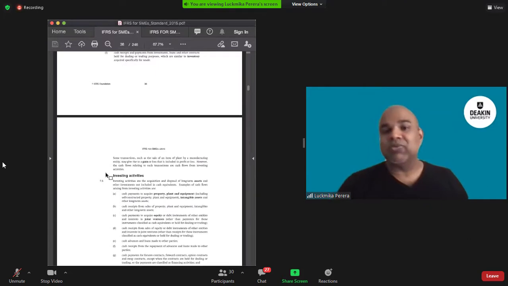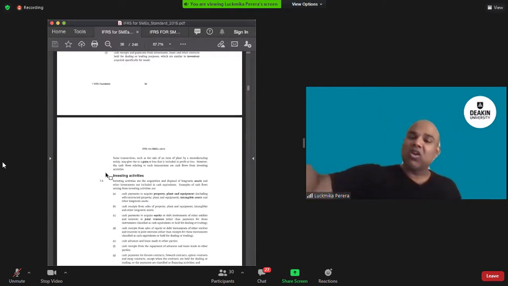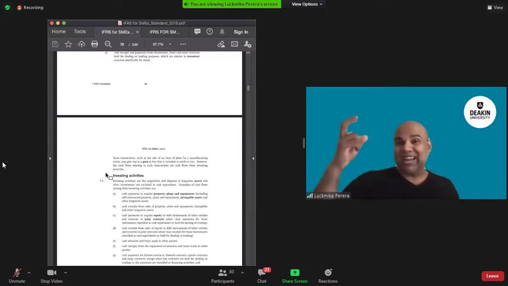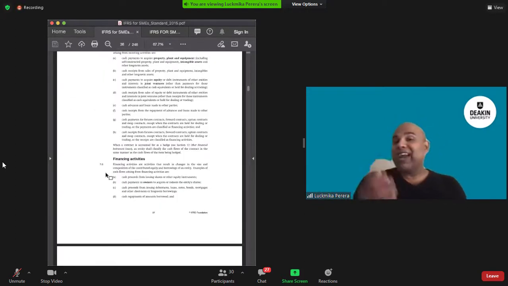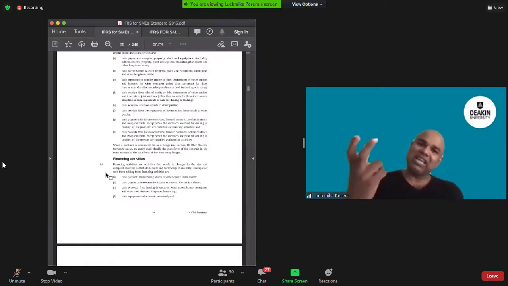Investing activity is where the company invests money in other areas, and the profits and losses, cash related, that come from that. So the cash that comes in from investing and the cash that goes out to investing. Financing activities is where the company gets its cash from: bank overdrafts, bank loans, where they get physical money from these institutions.